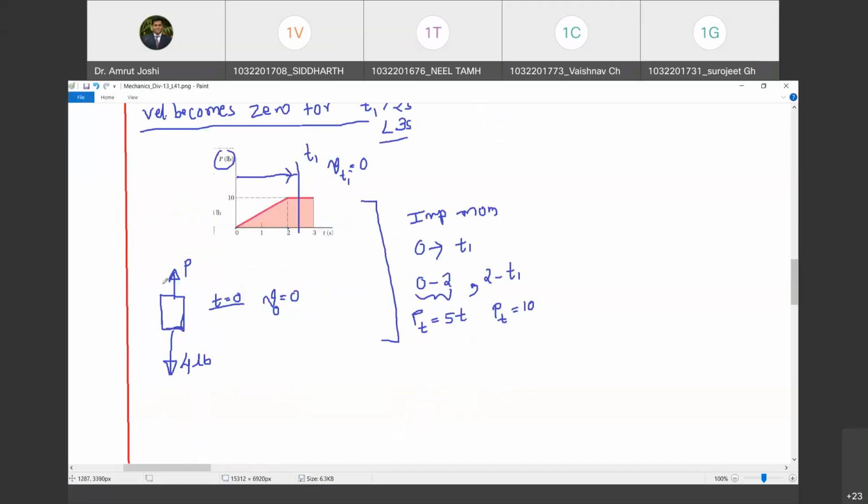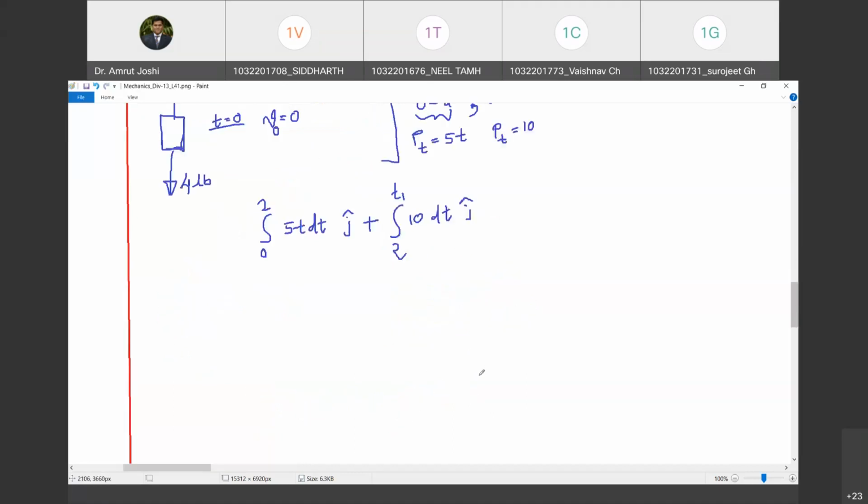Okay. So let me write down now the impulse of p during interval 0 to t1. Are you with me? So what is it from 0 to 2? It is 5t dt. Happy? Yes, sir. And it is in upward direction. So therefore plus j cap. Happy? Yes, sir. Then from 2 to t1, it is constant and that is 10 dt. Do you agree with me? Yes, sir. Okay. So this is also plus j cap.